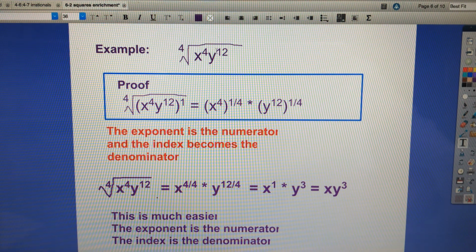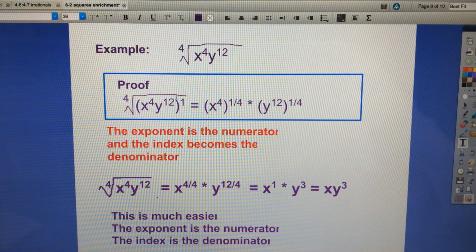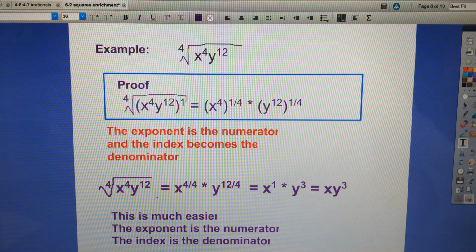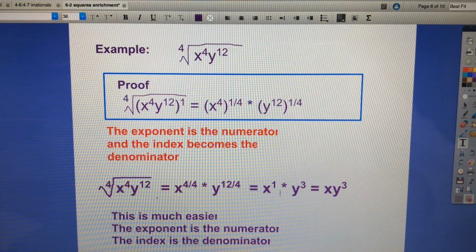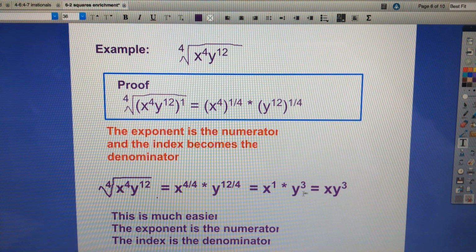I have the fourth root of x to the fourth, y to the 12th. What am I going to do? Well, I know that I have x to the fourth to the 1/4 power, because if all of this is in parentheses to the power of invisible 1, I can take x to the fourth to the 1/4 power, y to the 12th to the 1/4 power. Okay, 4 times 1/4 is 4 over 4. 12 times 1/4 is 12 over 4. That makes x to the 1 times y to the third. Answer, x y to the third.